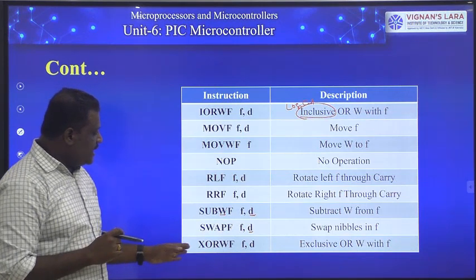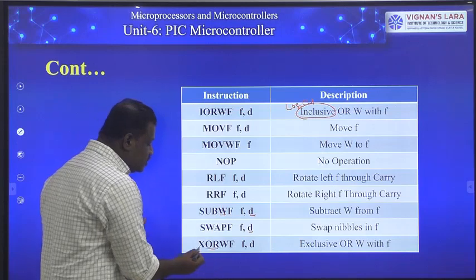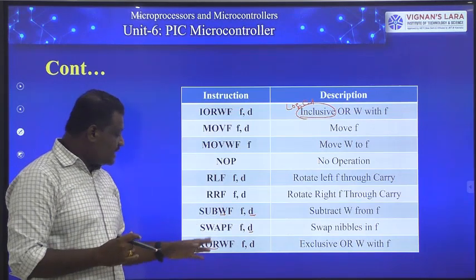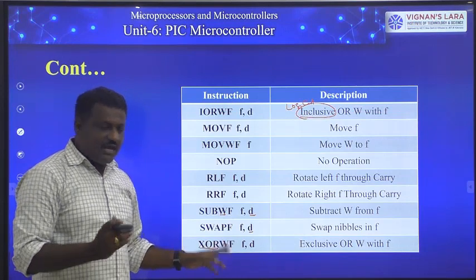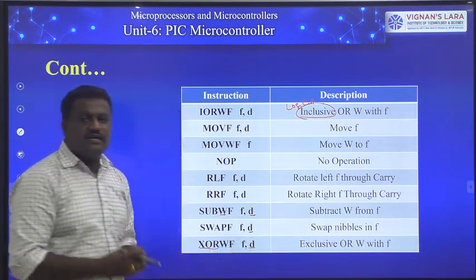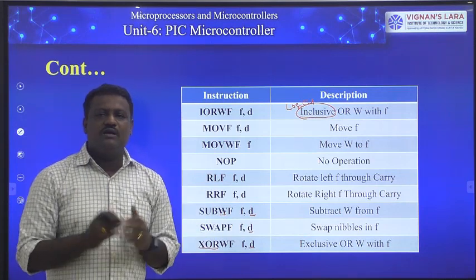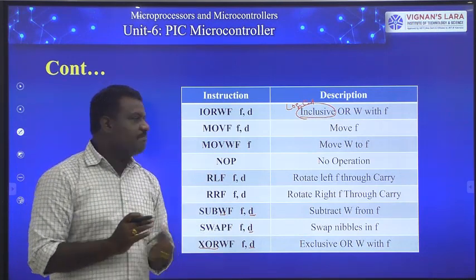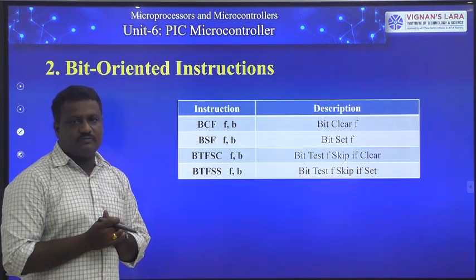And next one is XORWF F, D. XOR means exclusive OR between the content of working register W and file register F. Again based on D value, the result can be stored in working register W or in file register F itself. All these come under byte-oriented instructions.